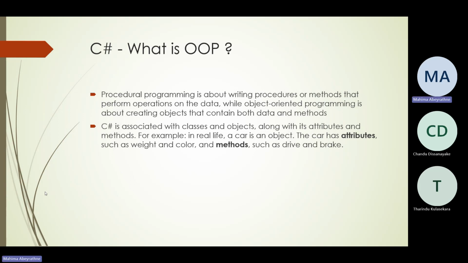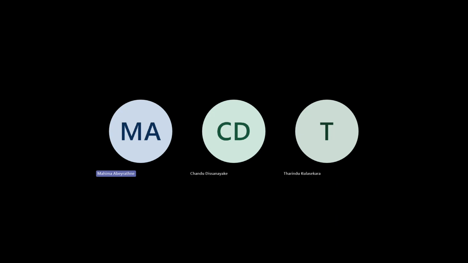When we go to the properties, we separate the variables. Private variables can only be accessed within the same class, which we learned in this slide. I will show you some examples for properties.